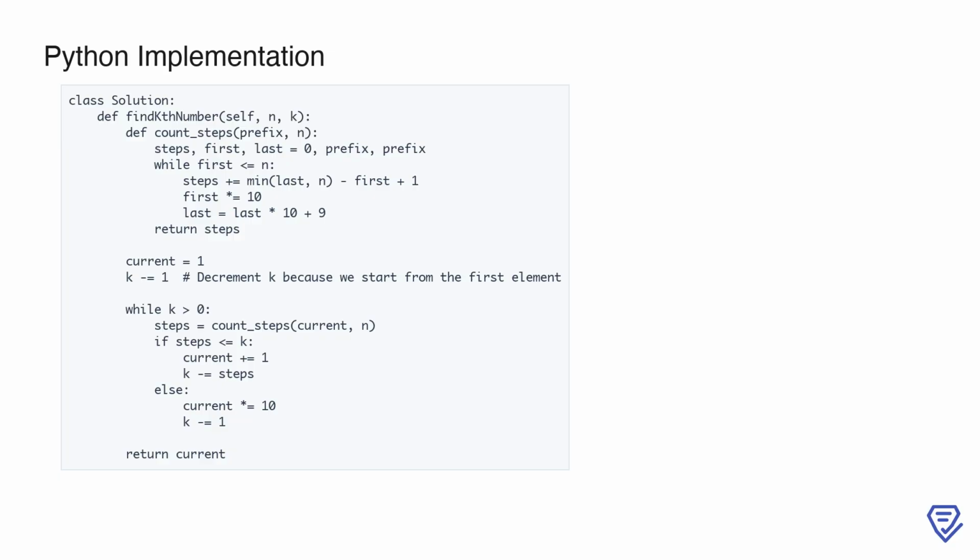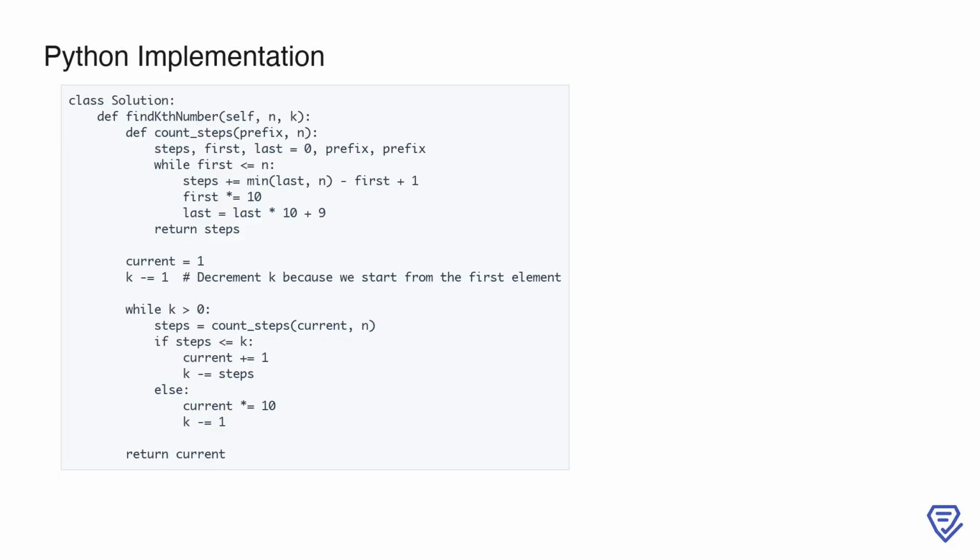3. While loop. The loop continues until the kth number is found. Use the helper function count_steps to calculate how many numbers exist under the current prefix. If the total steps is less than or equal to k, move to the next sibling by incrementing current and reducing k by steps. Otherwise, move to the next level, child, by multiplying current by 10 and decrementing k by 1, as we've moved one step deeper in the tree. 4. Return the result. Once k becomes 0, the current prefix represents the kth smallest number in lexicographical order.